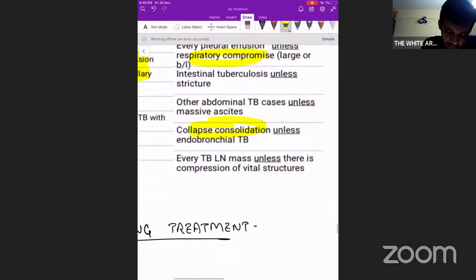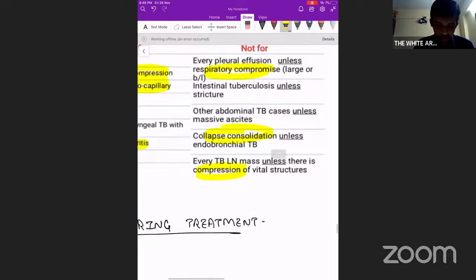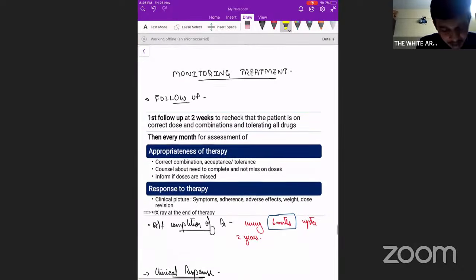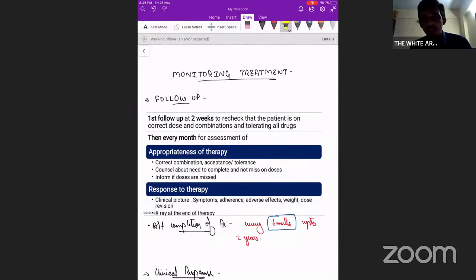And every tubercular lymph node mass, unless there is compression. If the tuberculosis lymph node mass causes compression, only then we give. So these are the recommendations. Fine. Next is how do we monitor treatment? Now how do we ask them to come for follow-up? Correct, that is important. Fine.